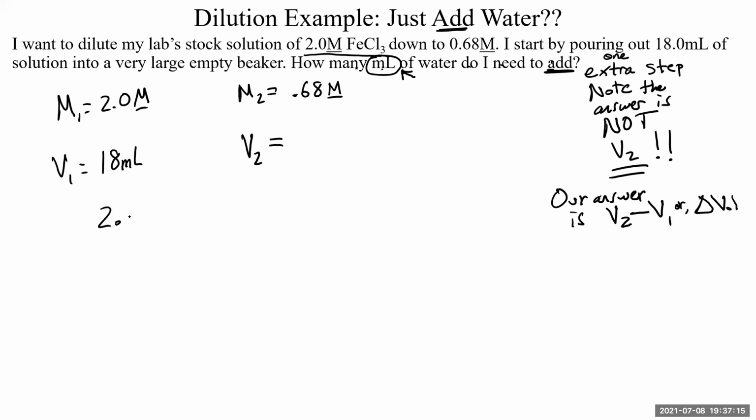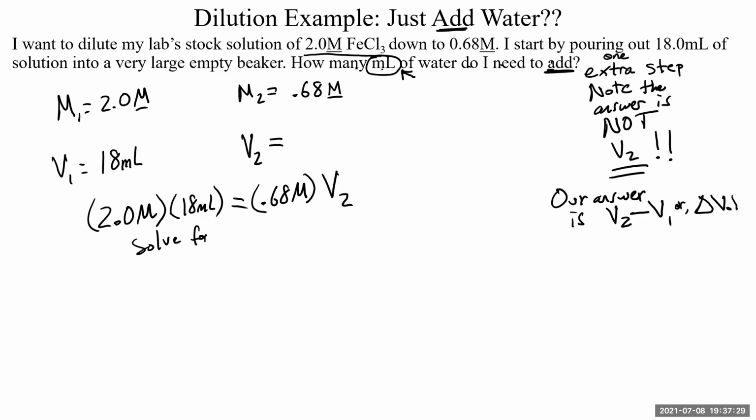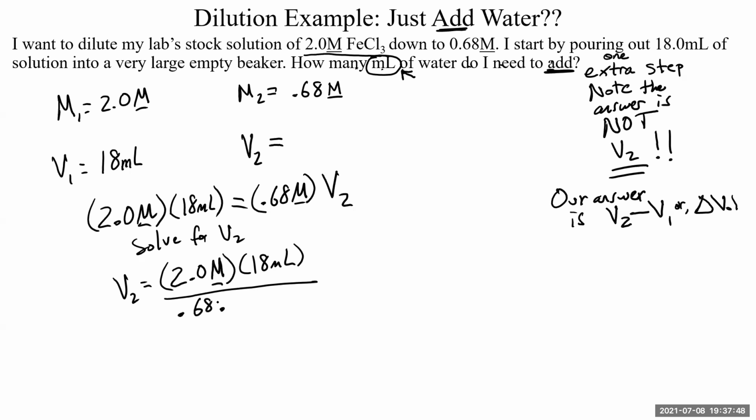So again, we plug in our numbers. 2 molar multiplied by 18 milliliters equals 0.68 molar multiplied by V2. Solve for V2 by dividing both sides by 0.68. So V2 is going to equal 2 molar multiplied by 18 milliliters, divided by 0.68. I'm writing this off center because I want to show how the units cancel out. Notice the molarity will cancel with molarity. These are the same unit. And we're going to be left with units of milliliters, which is okay because that is exactly the unit we want. So it's perfectly fine that we end up with milliliters.